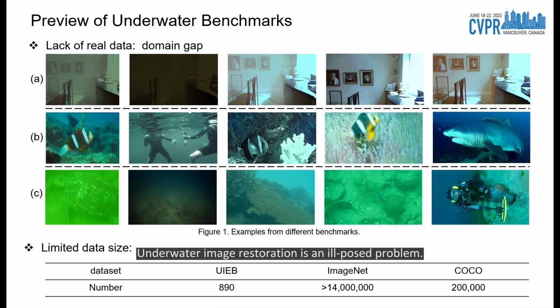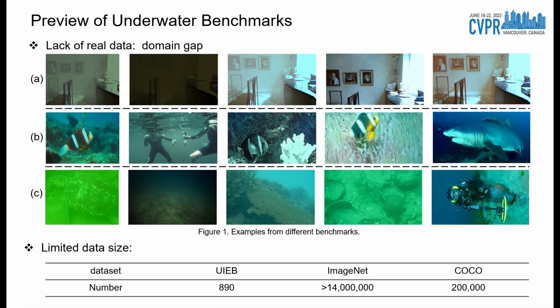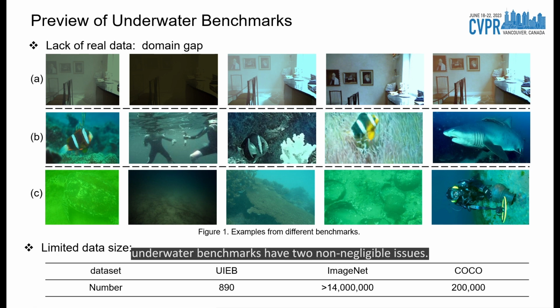Underwater image restoration is an ill-posed problem. Many deep learning-based methods are designed to learn the restoration mapping on paired datasets in a supervised manner. However, existing underwater benchmarks have two non-negligible issues. First, lack of real data. There is a significant discrepancy between synthesized and real data as shown in Figure 1. Second, limited data size. Compared with ImageNet and COCO, underwater benchmarks only provide a very limited amount of paired data.